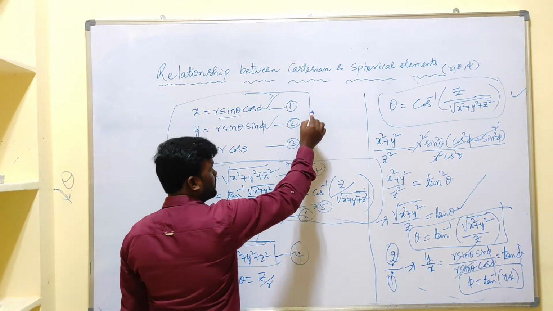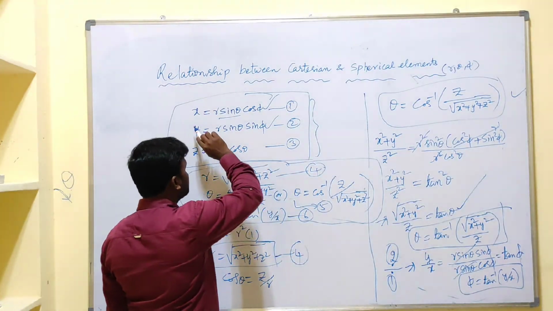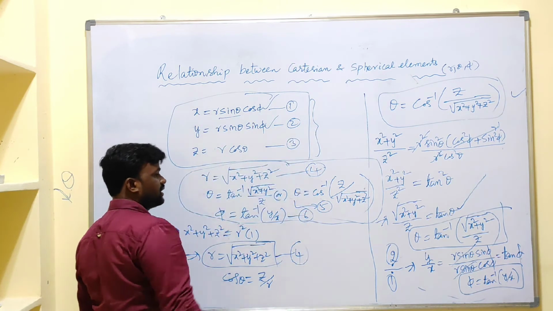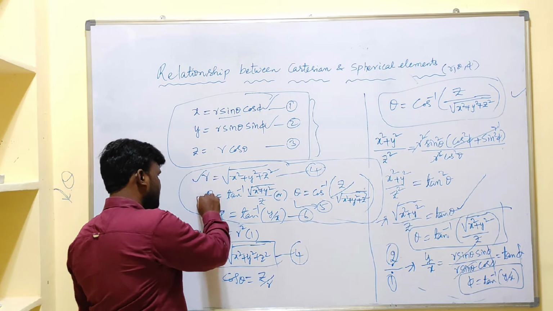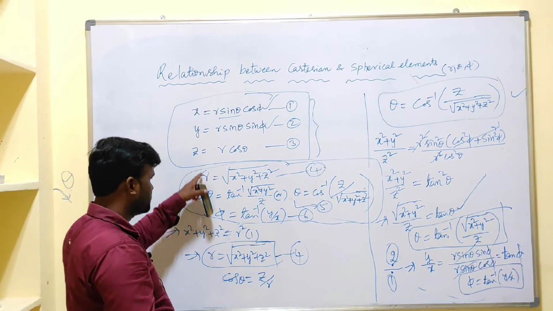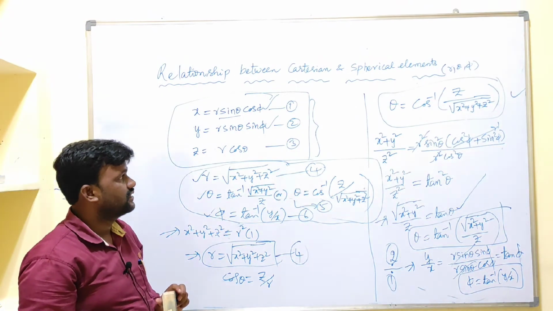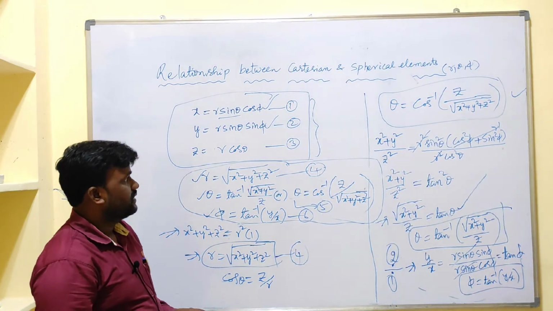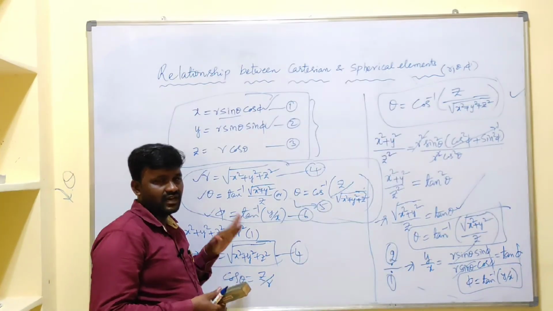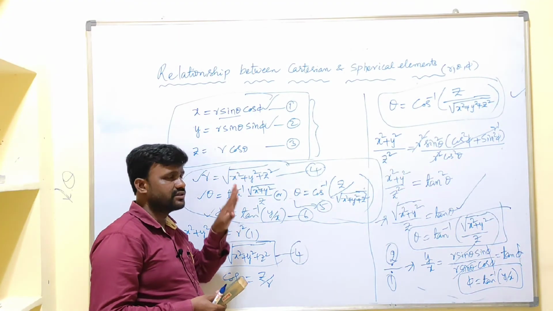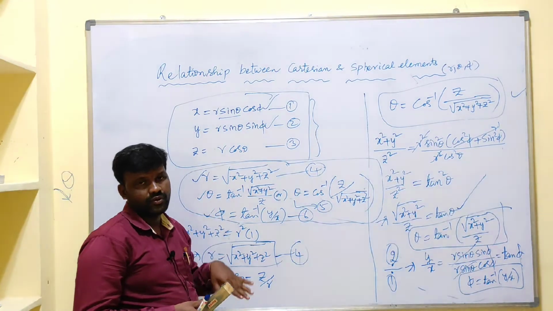These three equations are x, y, z in terms of r, theta, pi, means Cartesian elements in terms of the spherical. Here r, theta, pi are spherical elements in terms of Cartesian elements. Actually in this entire lecture, that means L4 coordinate system and continuation of L4, we discussed coordinate systems only.